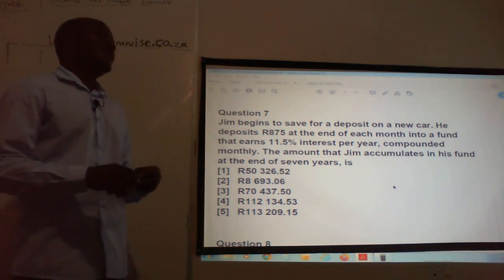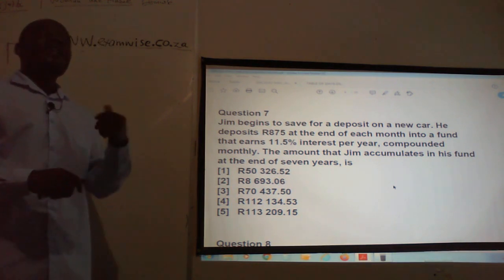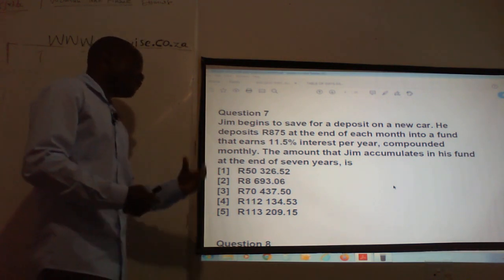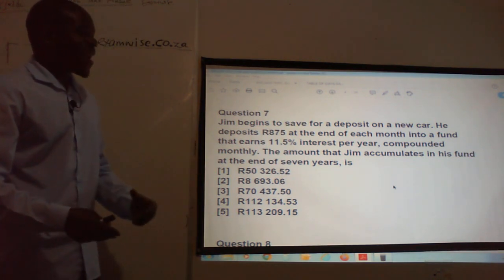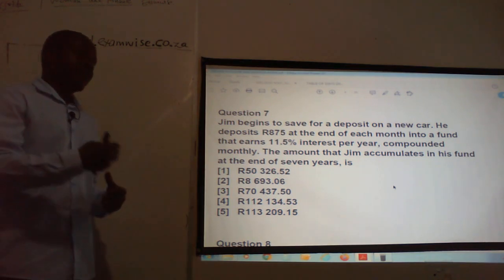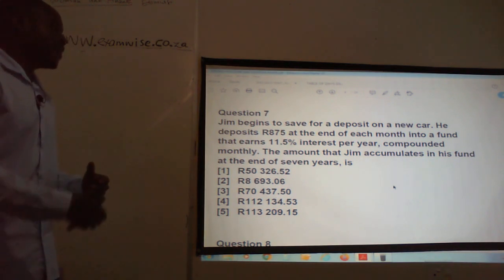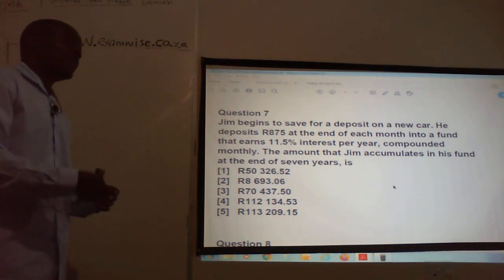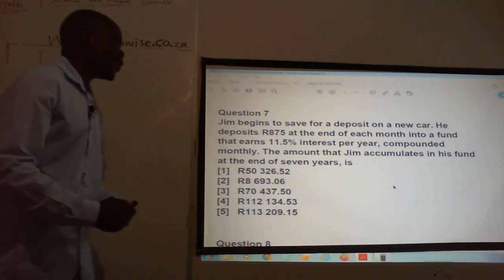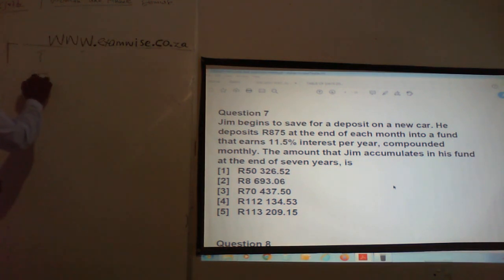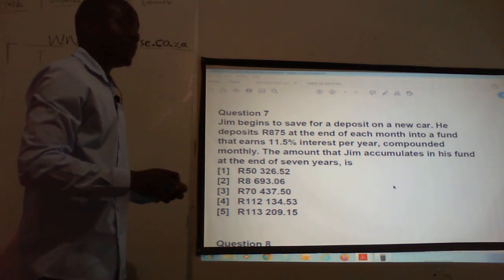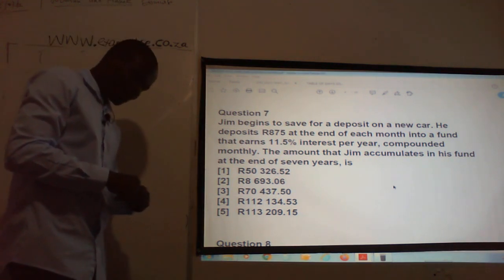So what are we required to calculate? They require us to calculate the amount that will be in Jimmy's fund at the end of 7 years. So we are saying 7 years from the date on which Jimmy started to make the monthly deposits. It means we are required to calculate the future value. The amount that will be in Jimmy's account after 7 years will be our future value.